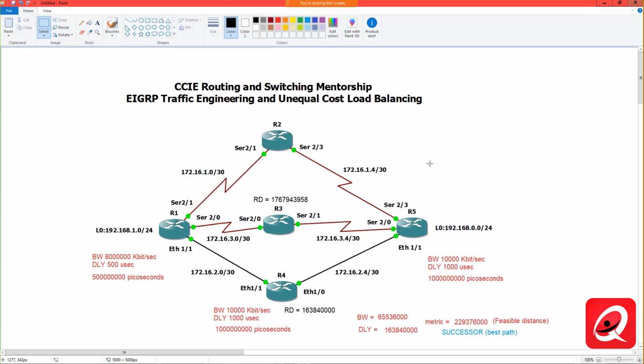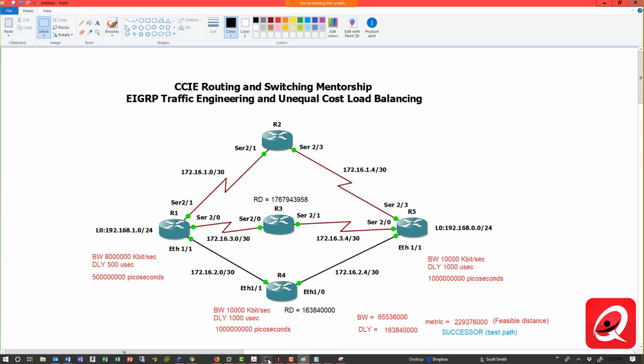That means that this path does not meet the feasibility condition because 1767943958 is higher than 2293.76000. So what's going to end up happening in this case?